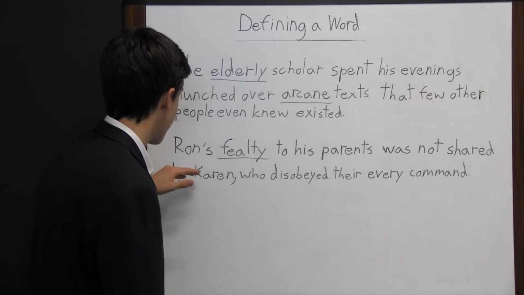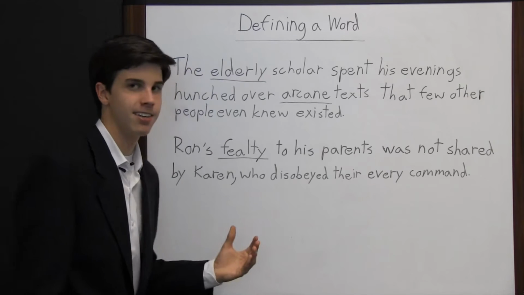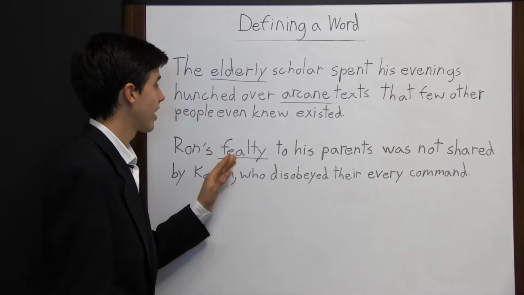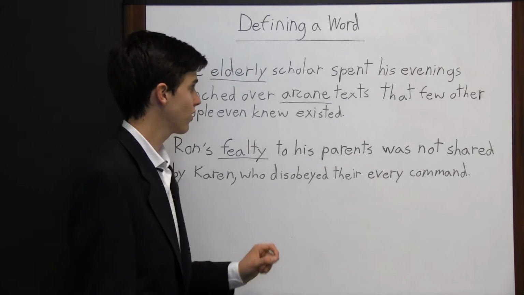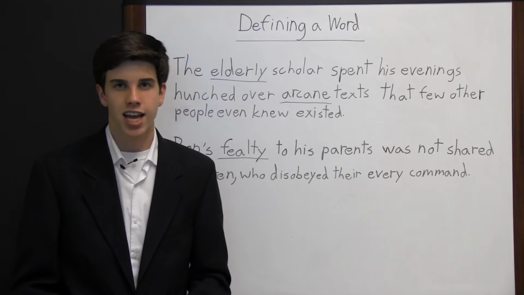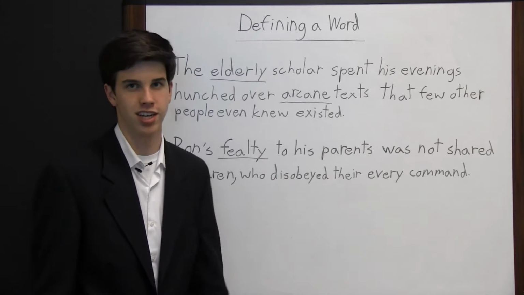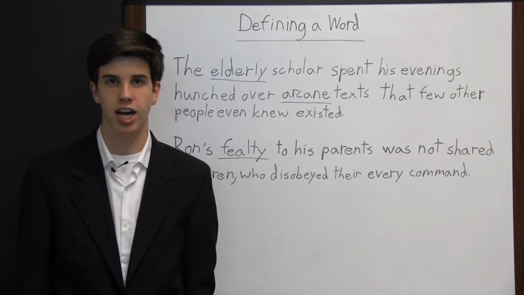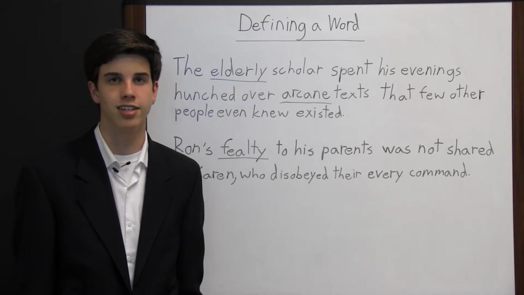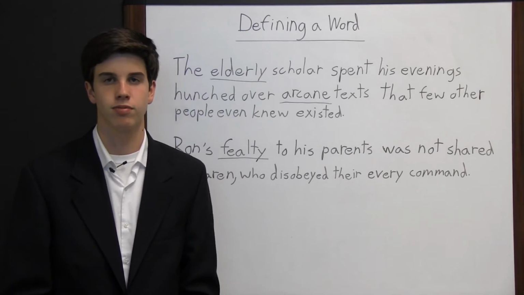Because notice here we're seeing that Karen disobeys their every command, but Ron does not. So Ron must mean not disobeying. In other words, it means obeying. So you see here how by looking at context clues, a reader can quickly determine the definition of a word. And although it may not be the exact definition, it generally will be the definition for that word in that particular sentence. And so this can be very helpful because it helps a reader be more efficient, because determining the definition of a word based on context is much quicker than consulting a dictionary or a thesaurus.